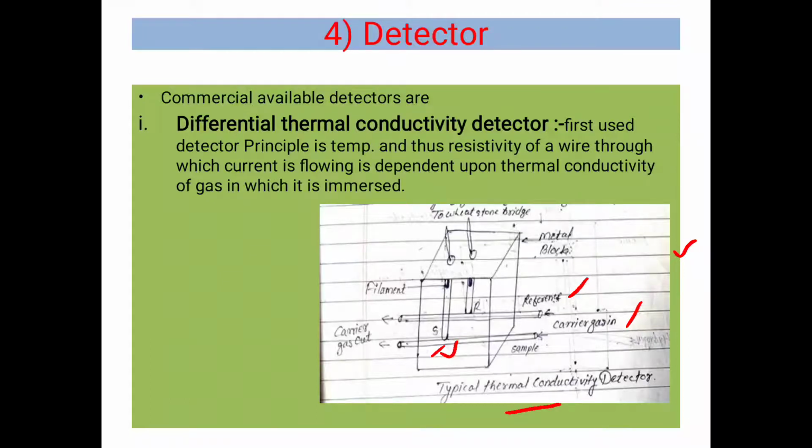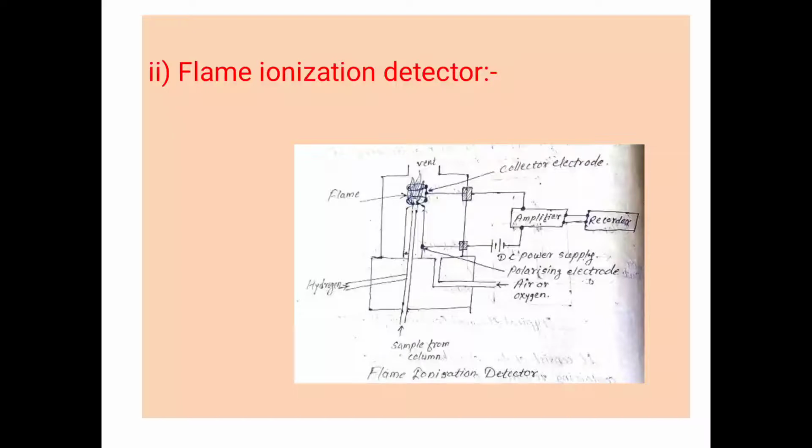Okay, now the temperature of the filament changes due to different thermal conductivity. As a result, the resistance of S also varies. The resistance of S, that is the sensing side, varies, and the bridge becomes unbalanced. Okay, and this off-balance current is signaled to the recorder, which draws the elution curve for the chromatographic separations. Okay, then the second type of detector is the flame ionization detector.